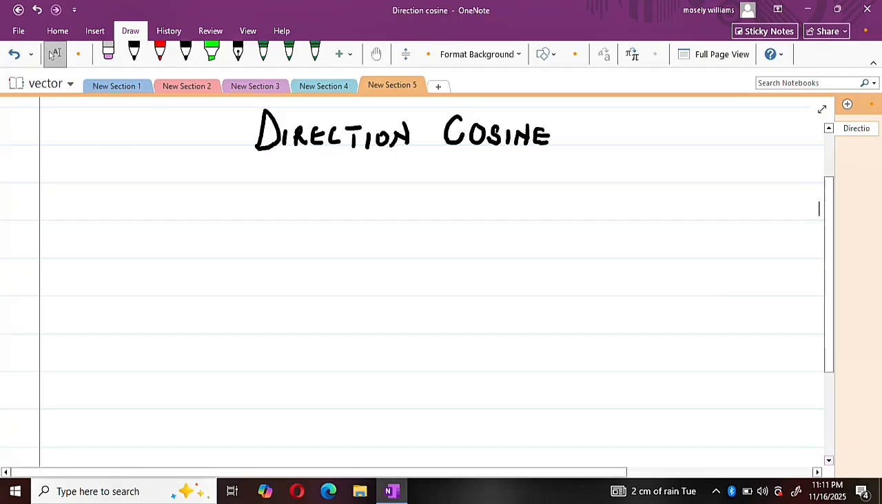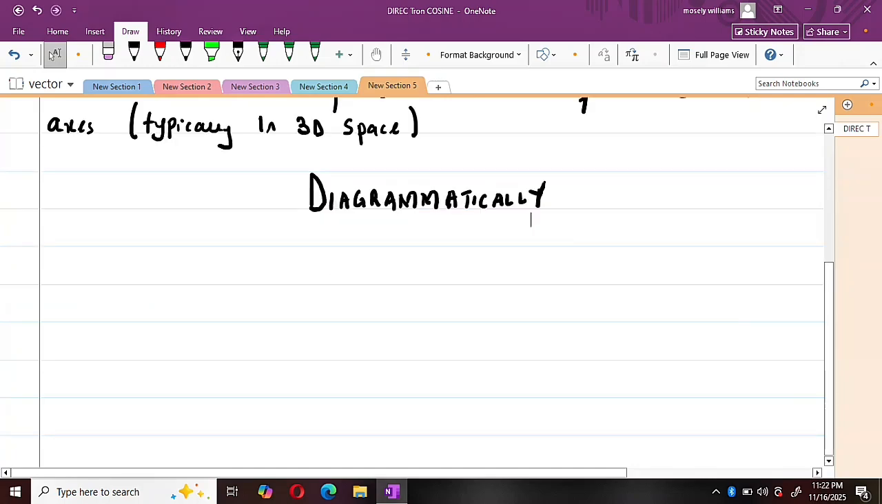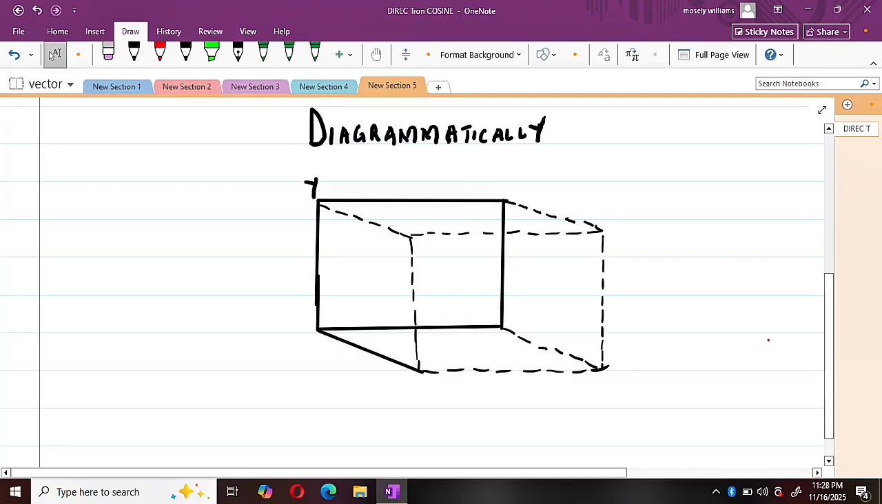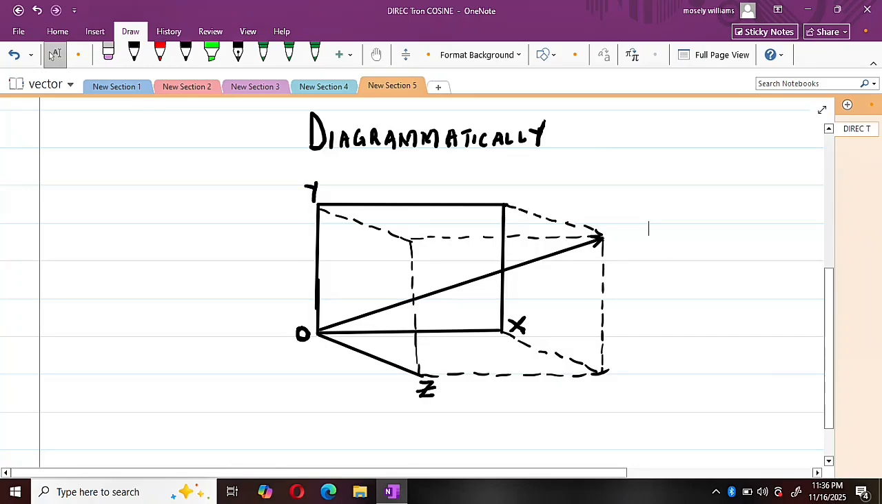What is direction cosine? We can say direction cosines are the angles which the vector line makes with the positive direction of the coordinate axes, most especially in 3D space. One of the best ways to understand this concept is by using a diagram. So let's say we have this 3D shape with y-axis, x-axis, and z-axis. Now let's have a position vector moving from the origin to a point A, whose vector components are A, B, and C respectively.